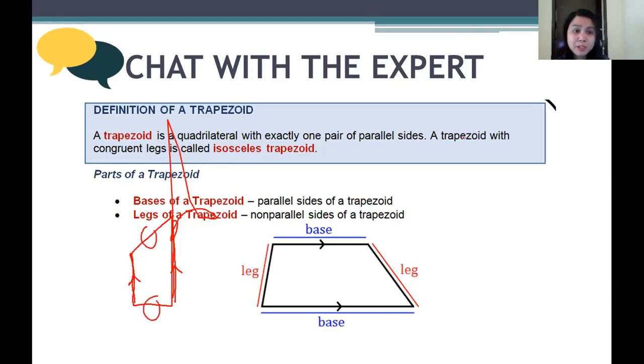Now, if in a trapezoid the legs are congruent, it means they are equal. So these two are congruent. Then we call it an isosceles trapezoid, just like an isosceles triangle. Remember, in an isosceles triangle, the legs are equal.